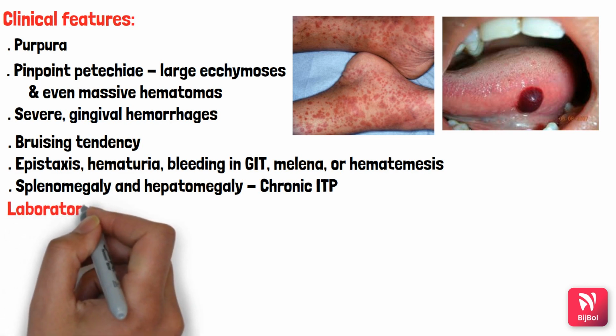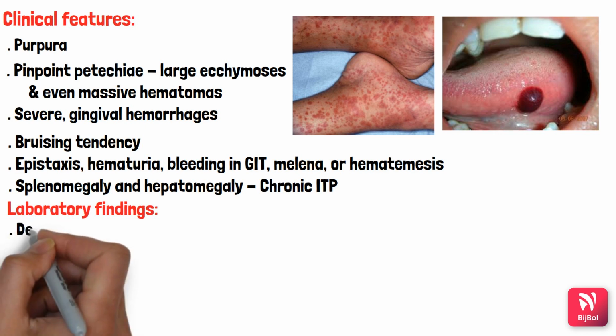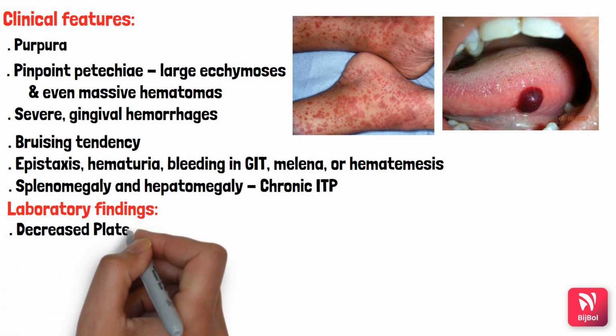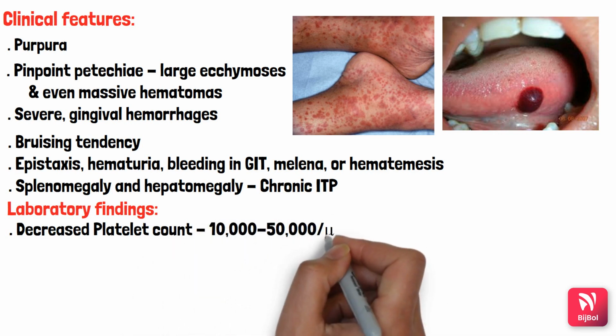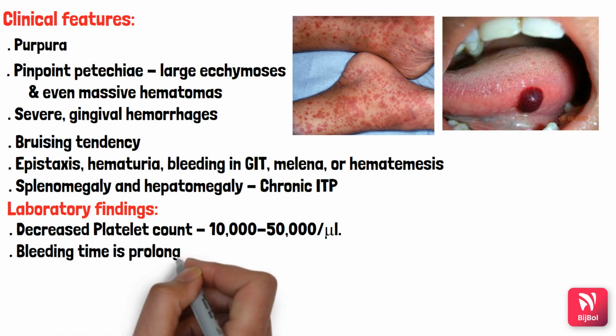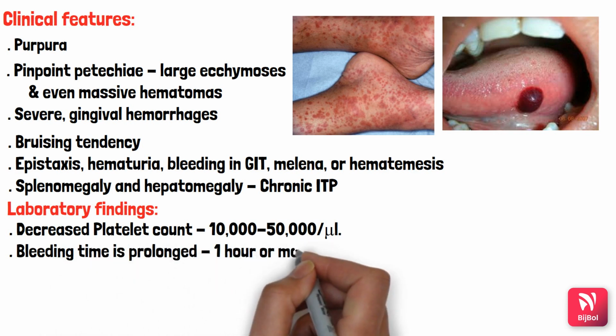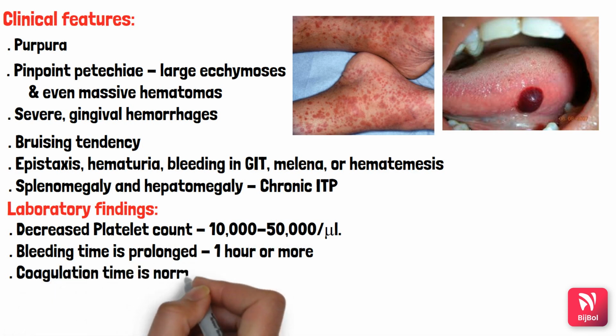Now let's discuss laboratory findings like any other blood disorder. So here thrombocytopenia, decreased platelet count. That too in ITP, the decrease in platelets will be much more, less than 50,000. As platelets are decreased, obviously bleeding time will be prolonged here. That too, it will be prolonged to more than 1 hour, and the clotting time is normal as there is no defect in the clotting factors.